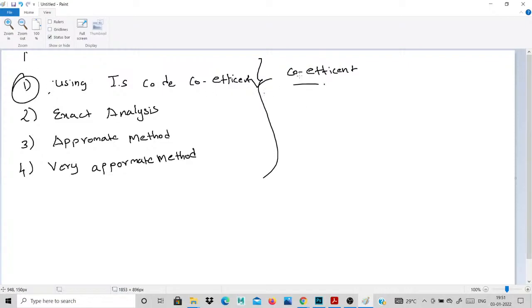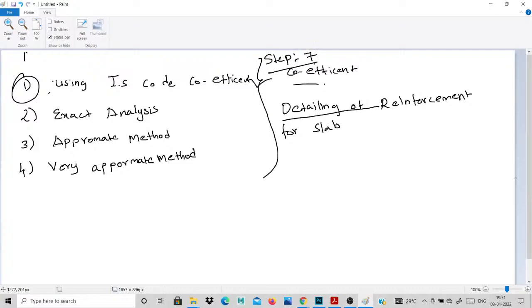The next one is the detailing of reinforcement for slabs. The next step is detailing. Step 7: you finally check your deflection, then go for the detailing procedure. The next step is detailing reinforcement for your slabs.